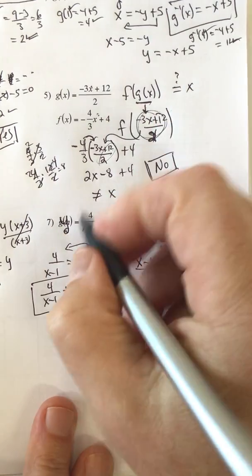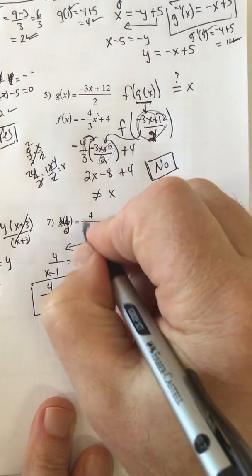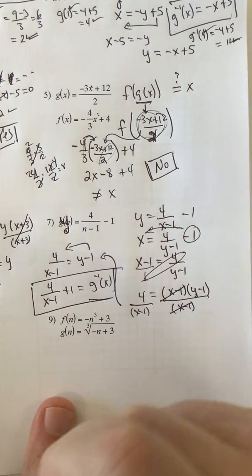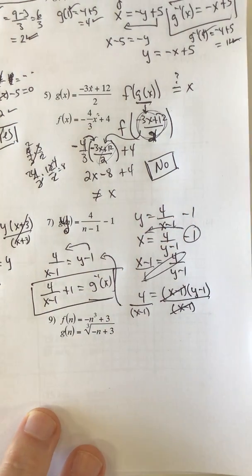So what I'm saying is if we stick something in this equation and get an answer, we should be able to take the answer and stick it in this equation and get the original number back.